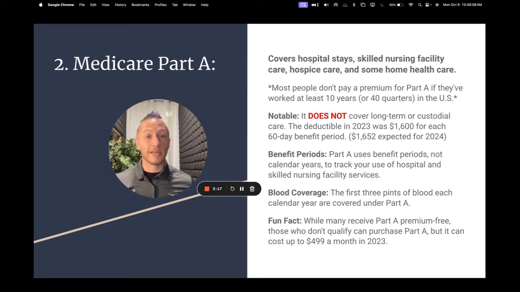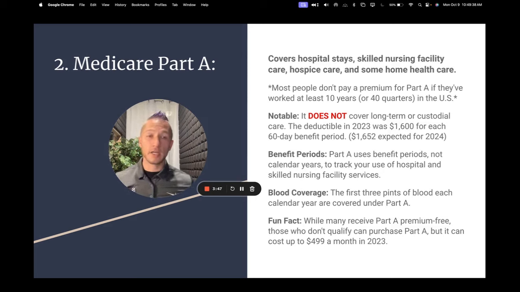Item to note, it does not cover long-term care or custodial care, which I know some individuals are under the impression maybe it does. There is an annual deductible for this. In 2023, it was $1,600. It's expected to increase to $1,652 for each benefit period. For each benefit period, that's going to be a 60-day window. So if you have a claim on January 1st and then 3 months later you have another claim, you would have another deductible that you would have to meet if we're talking about Medicare Part A coverage alone.